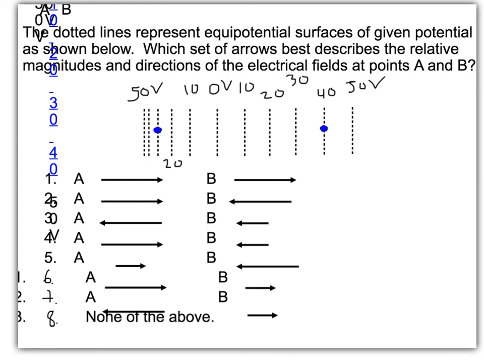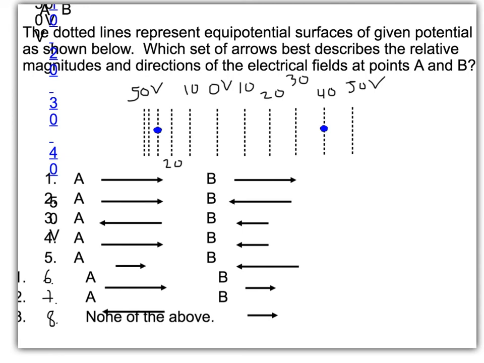The hint here is to determine the electric field direction. Remember, it points in the direction of decreasing potential. And also, if you remember the formula, the change in potential is proportional to the magnitude of the electric field times the displacement. In other words, the magnitude of the change in potential is proportional to the magnitude of the electric field times the magnitude of the separation between the equipotential surfaces.